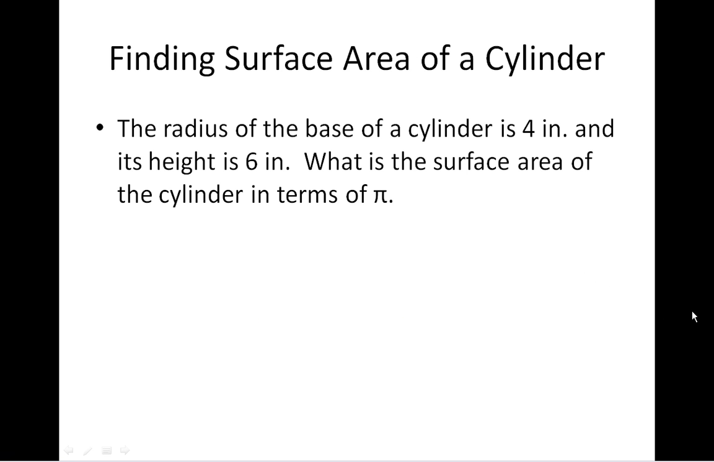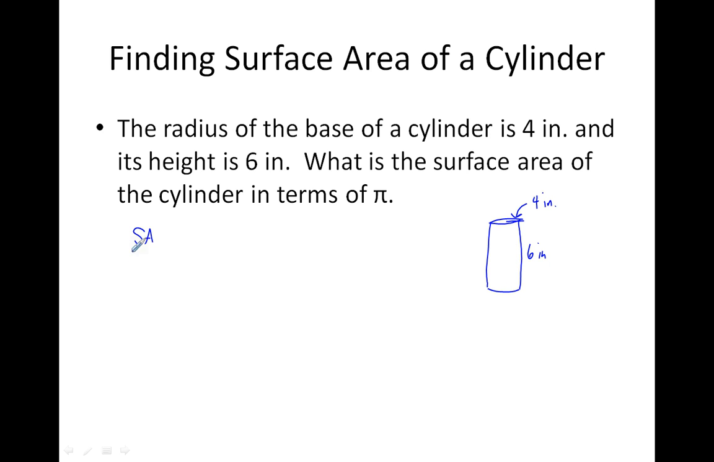So let's look at an example. We have the radius of the base of a cylinder is 4 inches and its height is 6 inches. What is the surface area of the cylinder in terms of pi? Now, I'm a fan of pictures, so I'm going to draw my cylinder. The radius of the base, right, it's not perfect, but we still draw it in there, is 4 inches. The height is 6 inches.